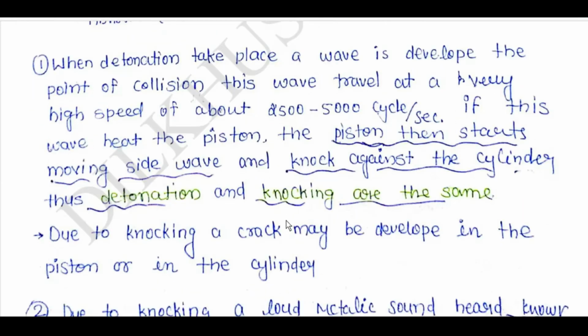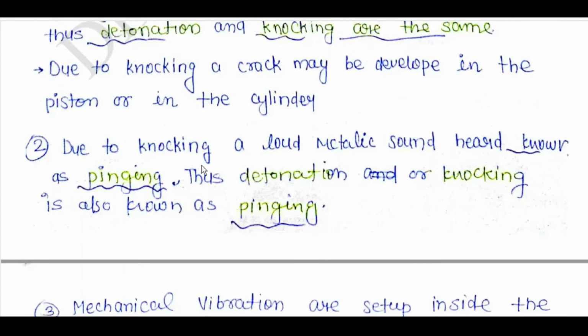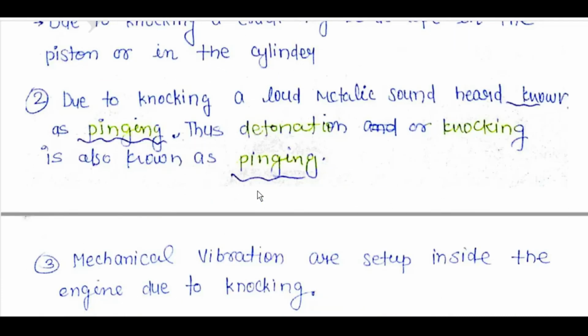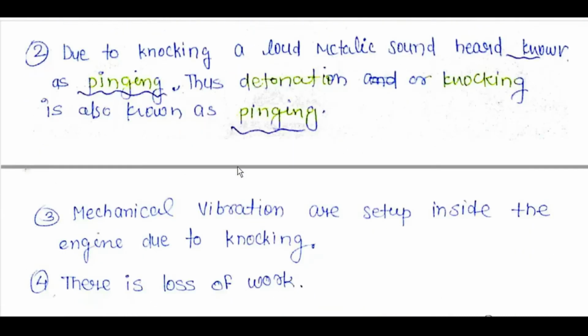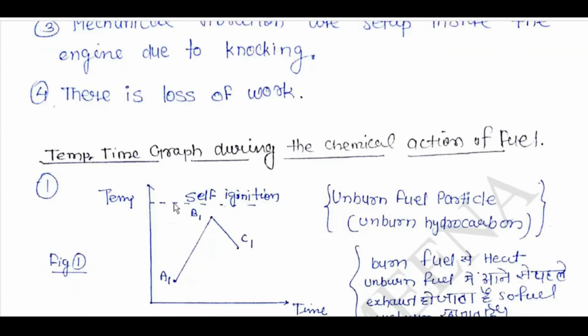Thus, detonation and knocking are the same. Due to knocking, a crack may be developed in the piston or the cylinder. Due to knocking, a loud metallic sound is heard, known as pinging. Thus, detonation or knocking is also known as pinging. Mechanical vibrations are set up inside the engine due to knocking. There is loss of work.